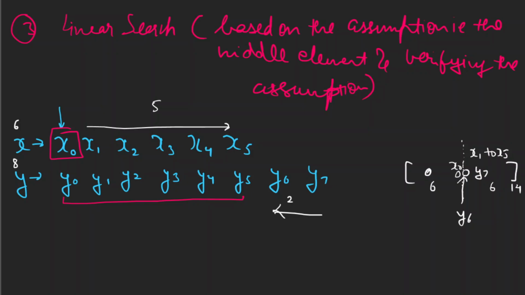Sorry, 1 2 3 4 5 6 and 7. Okay, so there are 7 elements here: 1 2 3 4 5 6 7. Which means that as of now I have successfully made a partition in x and y, but it's not yet verified.